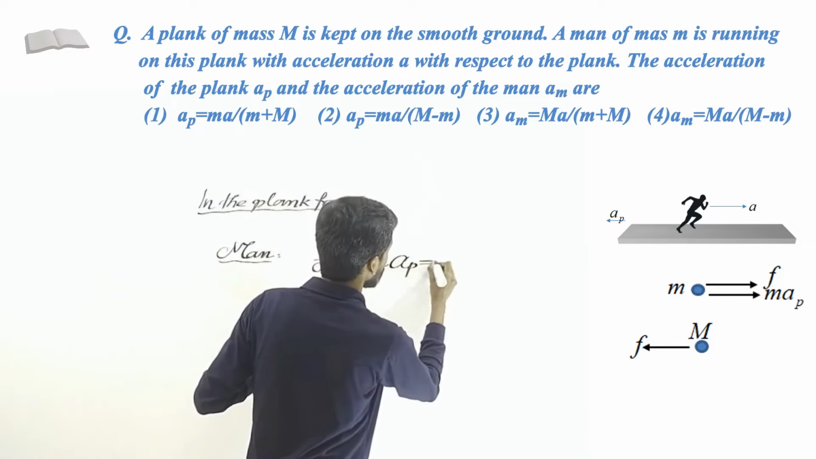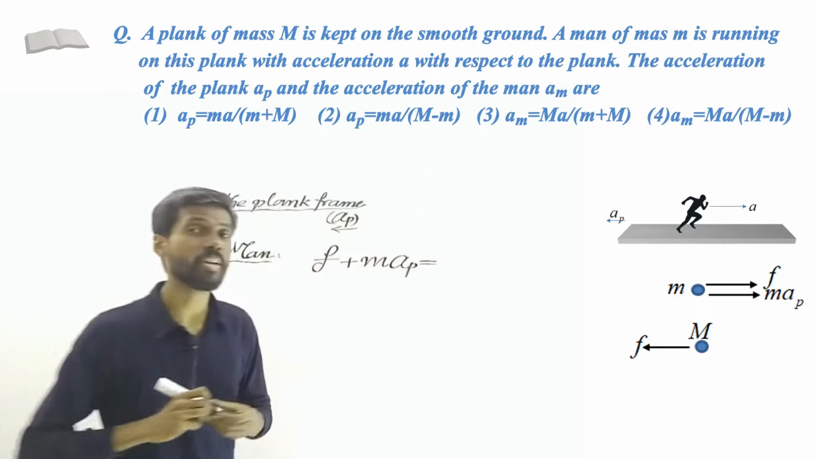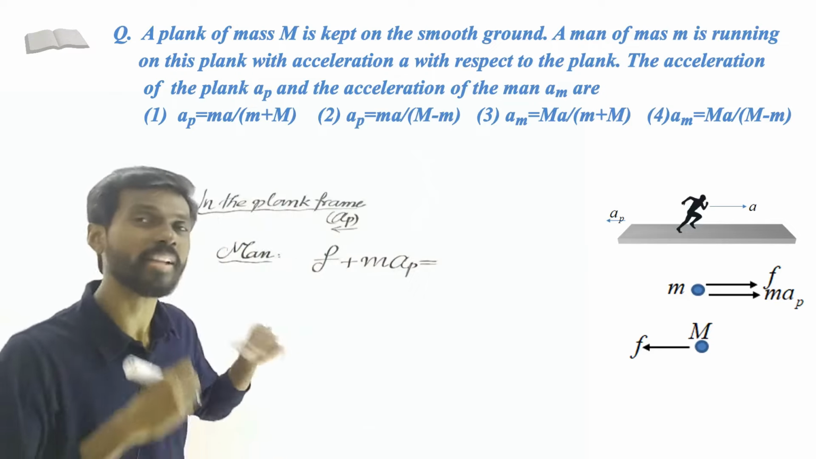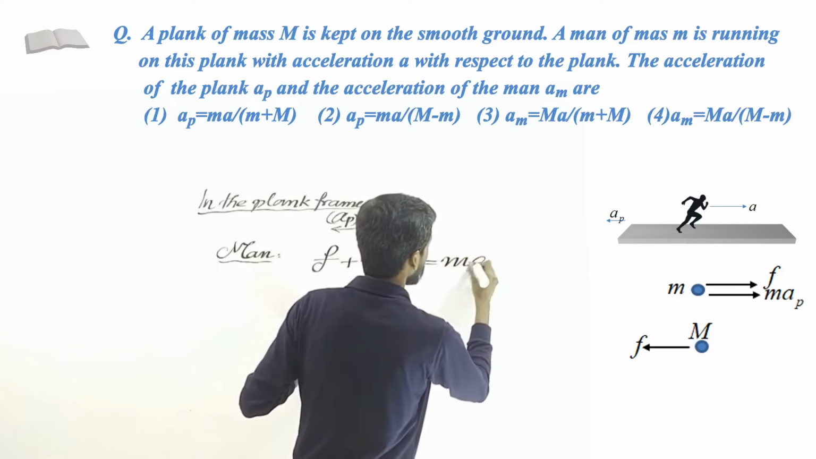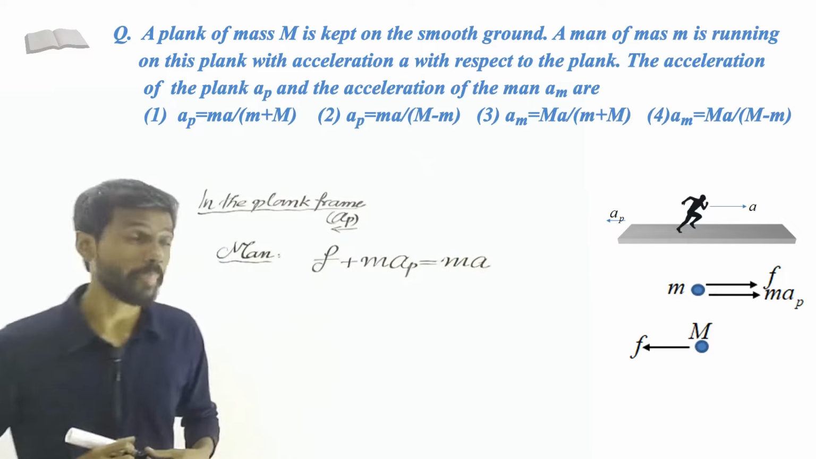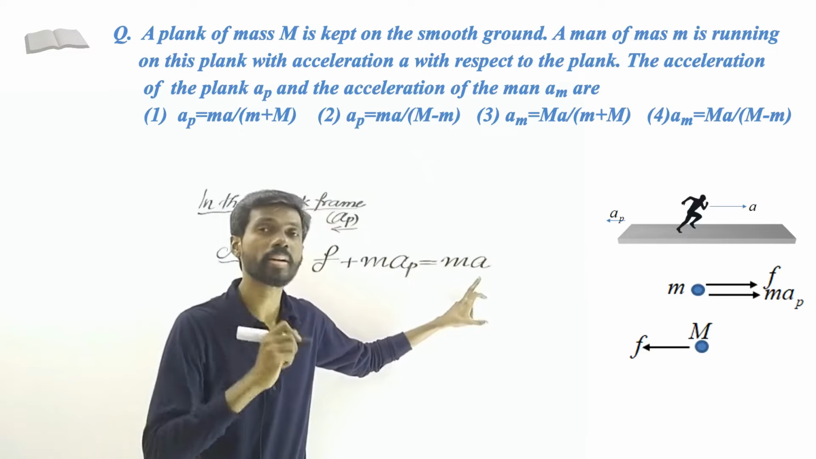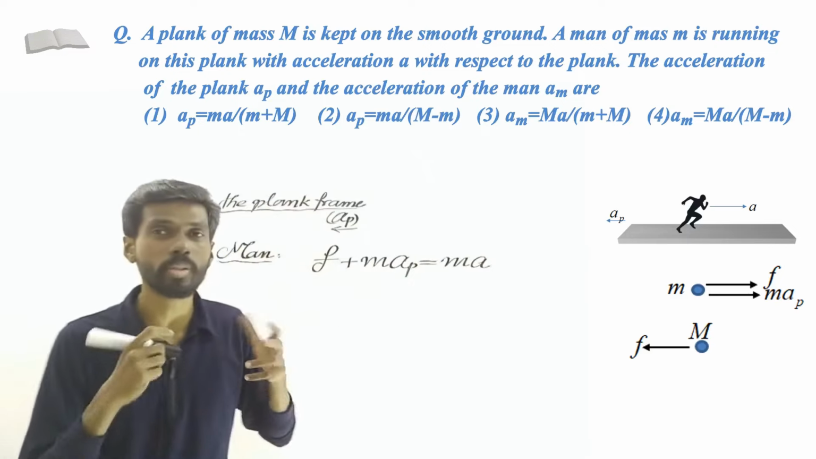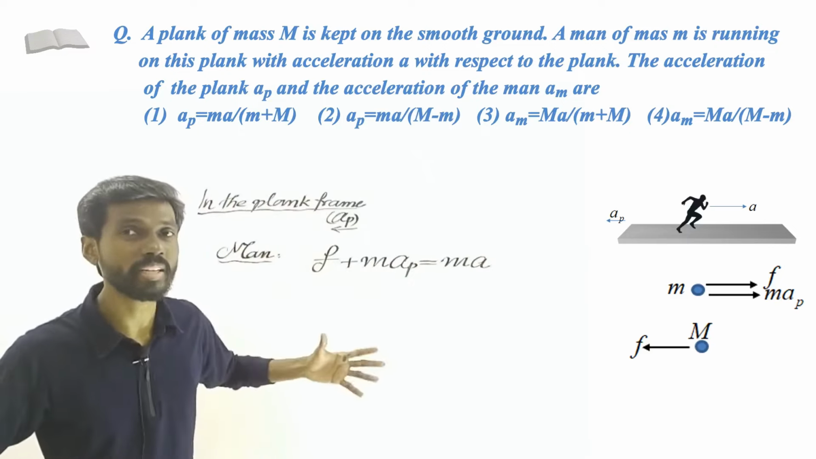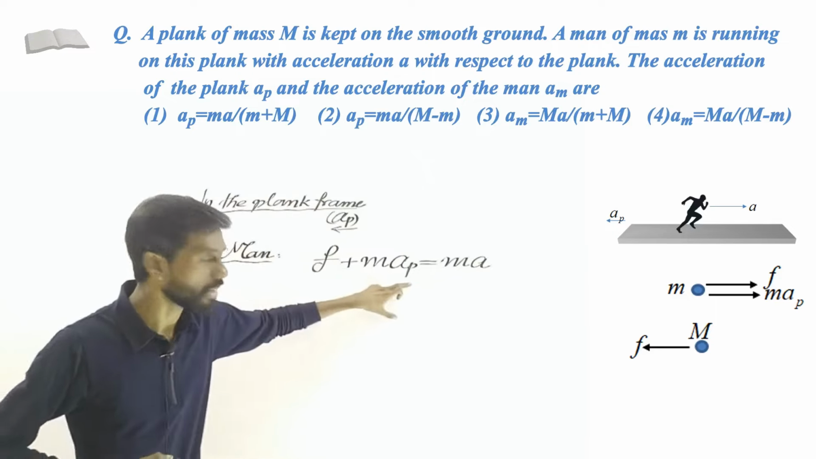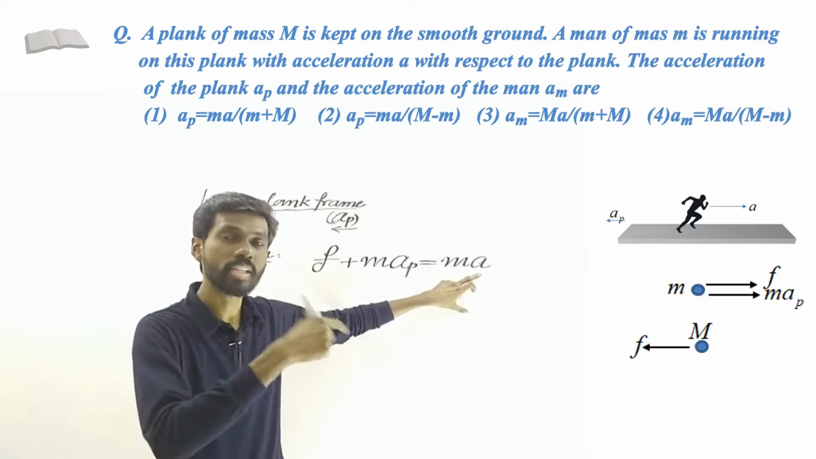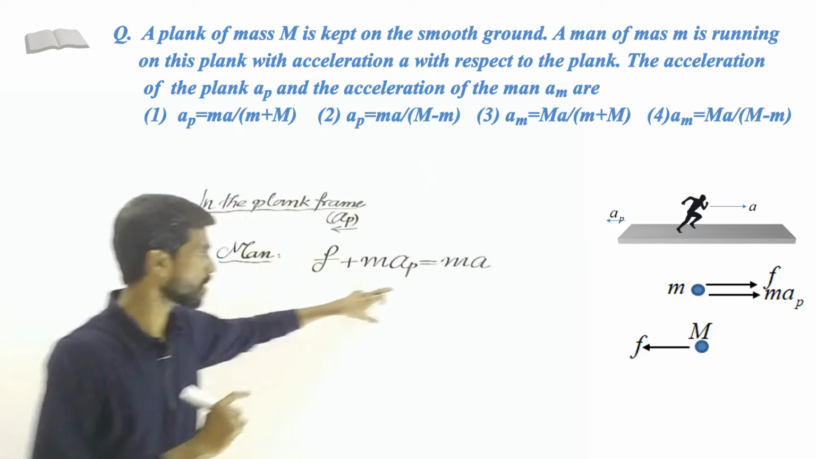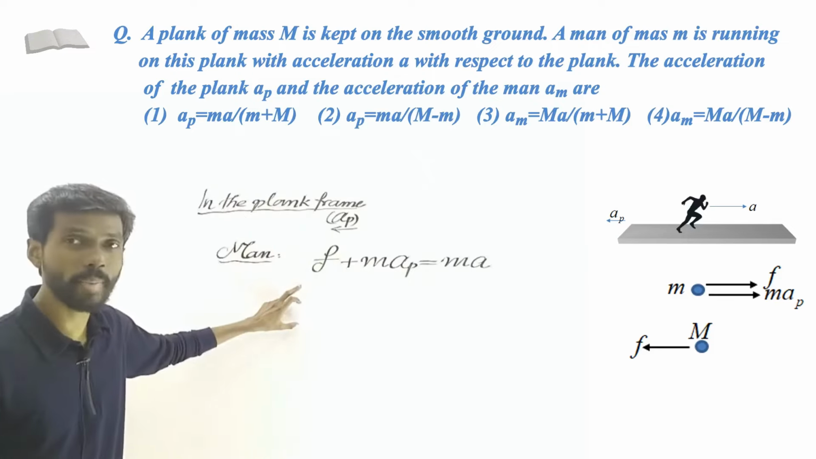That equals the acceleration of the man with respect to the plank. That's what is given in the question. So that is the mass of the man multiplied by the acceleration of the man. This is not the actual acceleration of the man. It is only with respect to the plank, because this is only from the frame of the plank. So this is correct. Okay, so that is for the man.